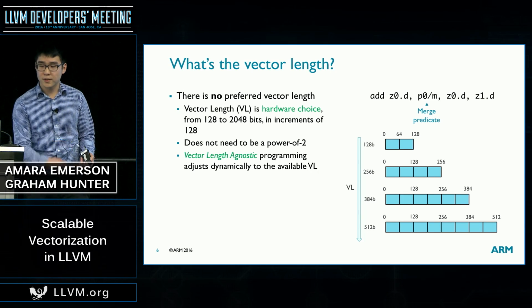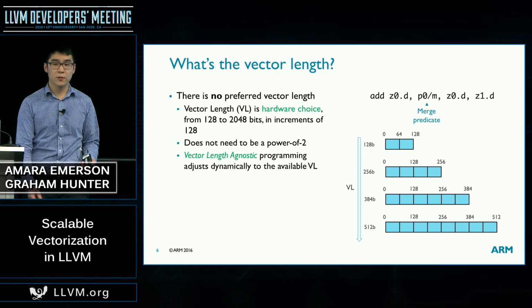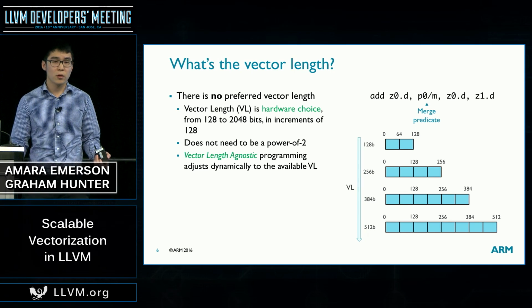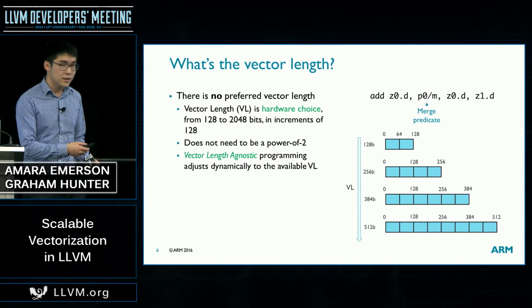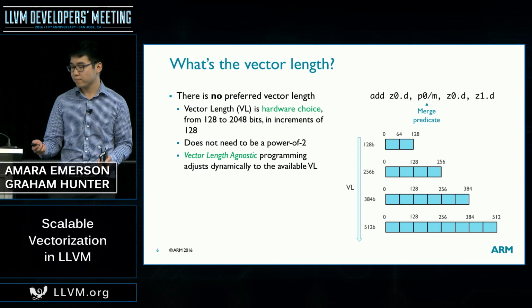And the diagram you can see shows an example of this instruction. We can have 2 elements in the 128-bit VL. And as the VL increases to 256, 384, 512, and so on, your vector length increases. We can process more elements at the same time. But all of these different vector lengths use the exact same instruction encoding. So that's what we mean by vector length agnostic.